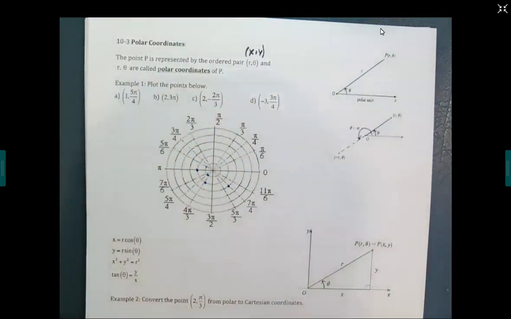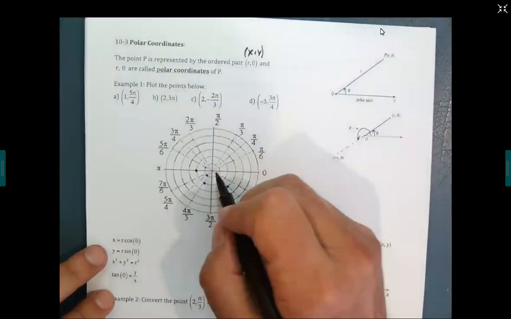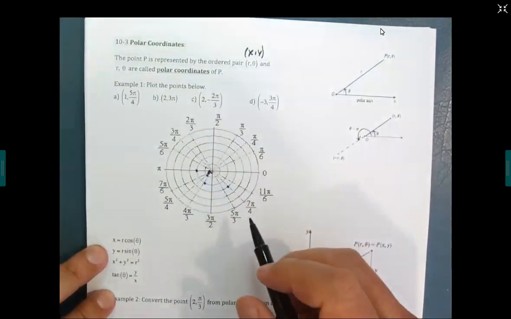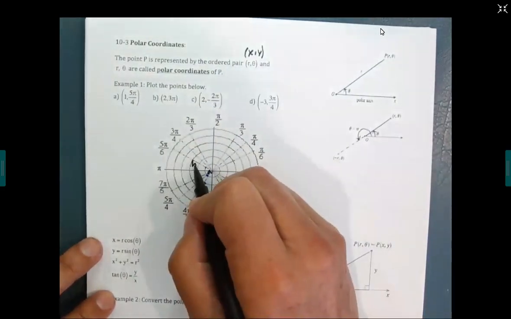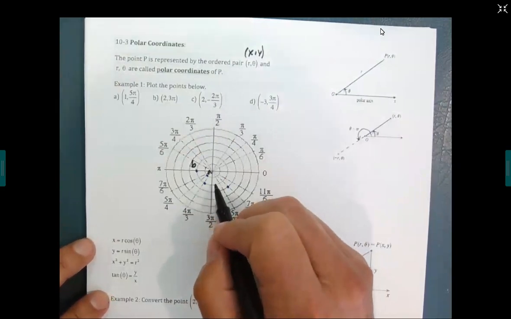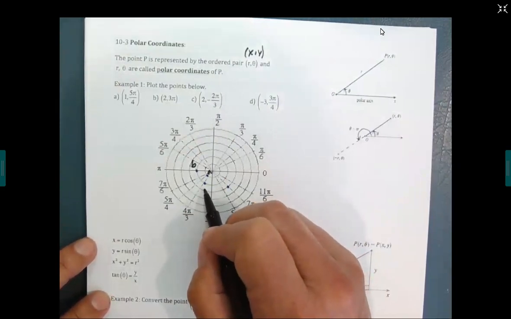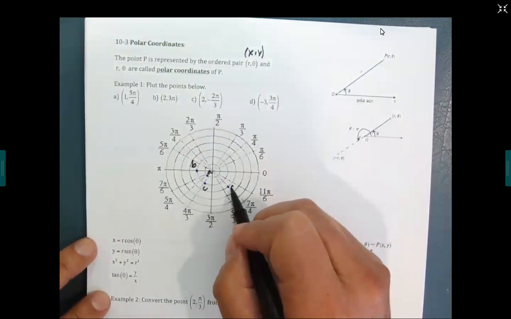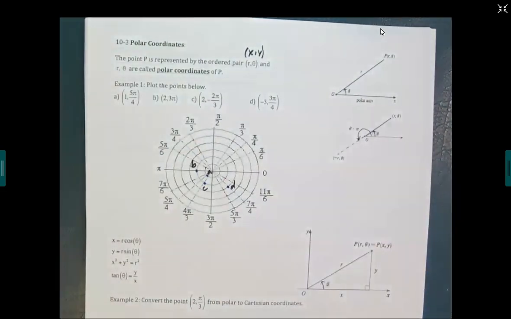So let's mark this up just a little. This is A. This one was B. This one was C. And this one's D. So that's how polar coordinates work.